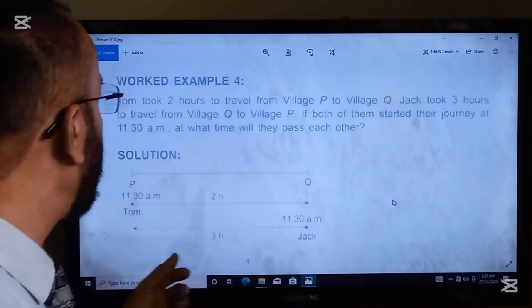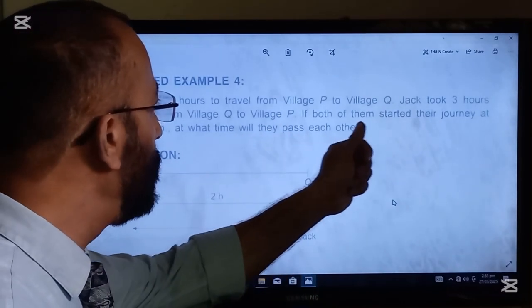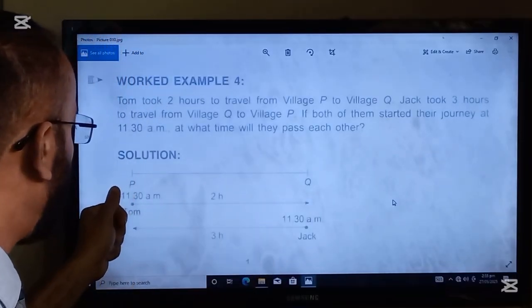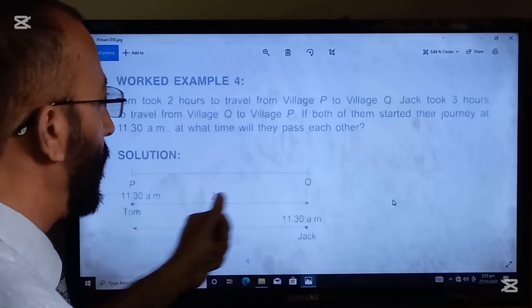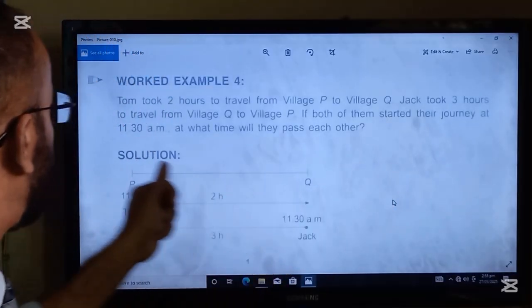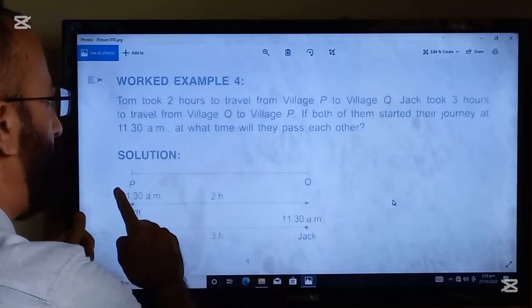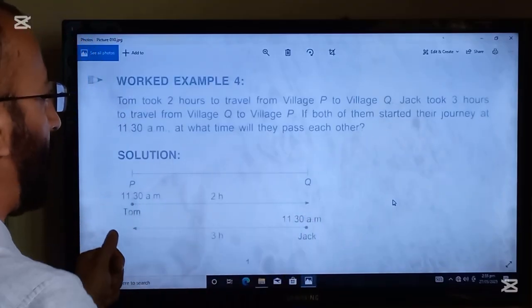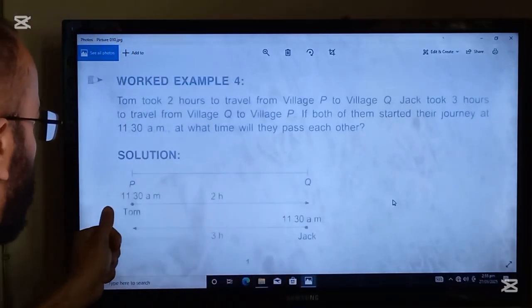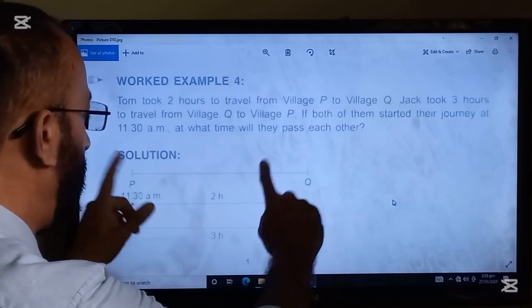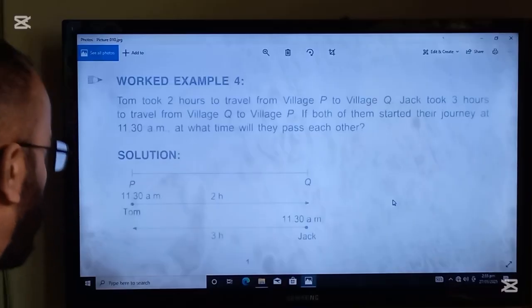Here is another very important question. Tom took 2 hours to travel from village P to village Q. So Tom is going from P to Q, and will take 2 hours to travel the journey. Jack took 3 hours to travel from village Q to P. So Jack is coming from Q to P, and will take 3 hours to travel the journey. If both of them started their journey at 11:30, so 11:30 is the starting time of both persons, at what time will they pass each other?